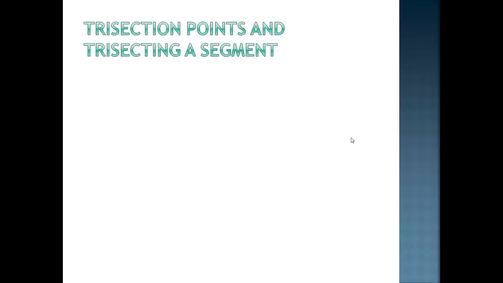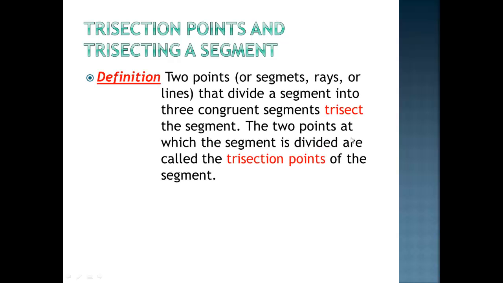Okay, let's move along to trisection points and trisecting a segment. Again, definition. 2 points or segments, rays, or lines that divide a segment into 3 congruent segments trisect the segment. Notice trisect. 3. Means there's 3 congruent segments. The 2 points at which the segment is divided are called the trisection points of the segment.